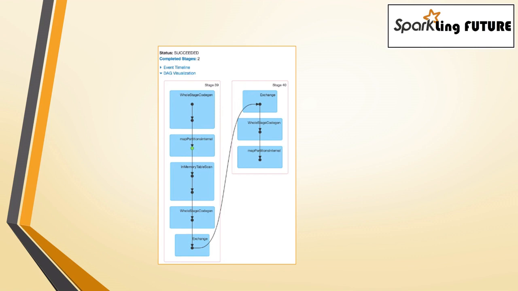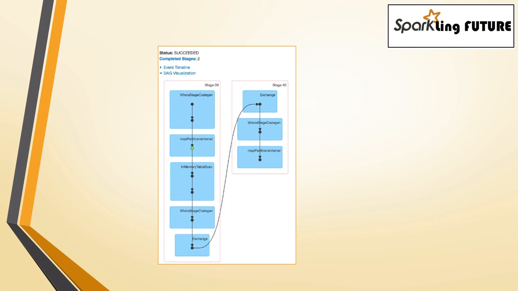I'll just summarize. Whenever any action is performed, as many actions as there are, that many jobs will be created internally. For each job, a minimum of one stage will be created. Inside that stage, if there is any wide transformation, then a new stage will be generated.